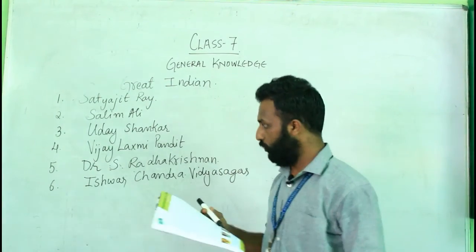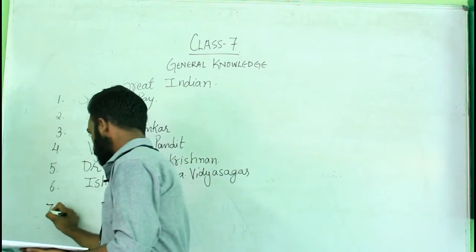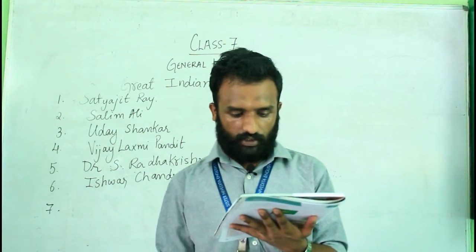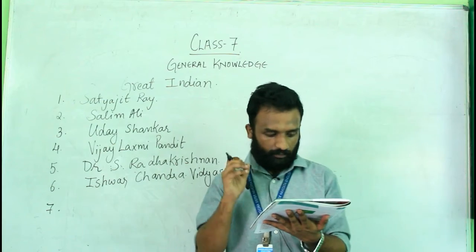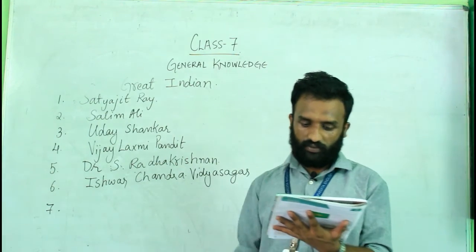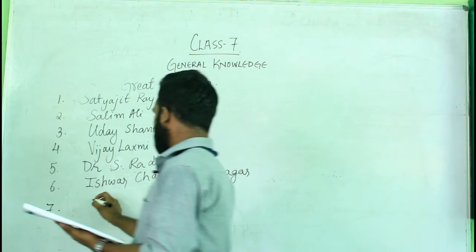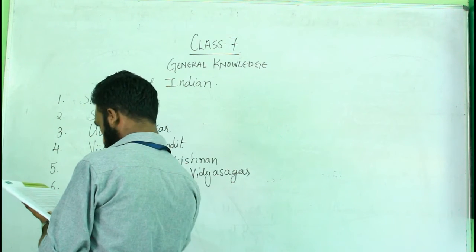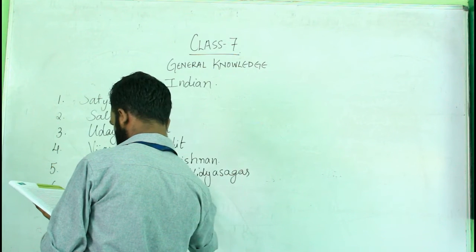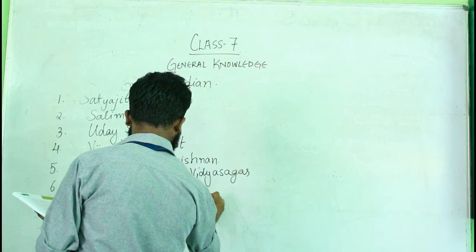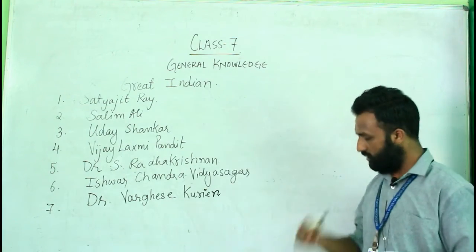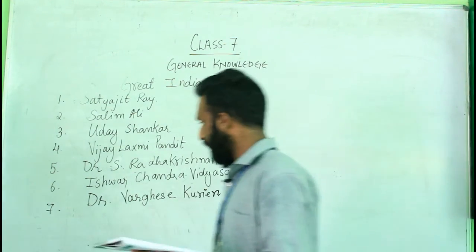Okay, now let's go to question number 7. Known as the father of the White Revolution, he led the largest dairy program in India and made India the chief milk producer of the world. So who is he? The answer for 7 is Dr. Verghese Kurien.